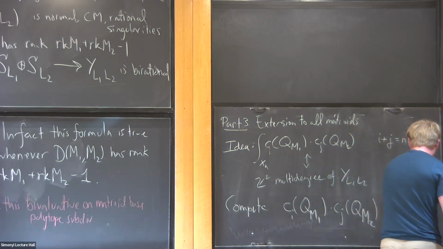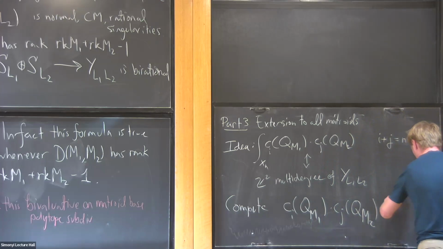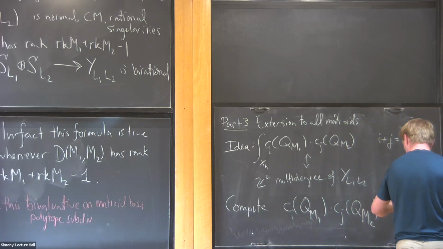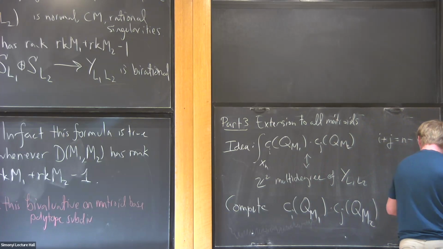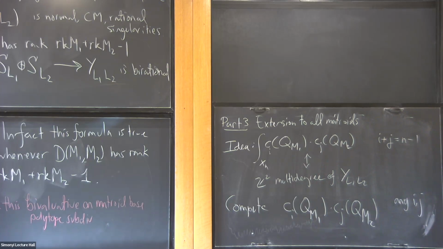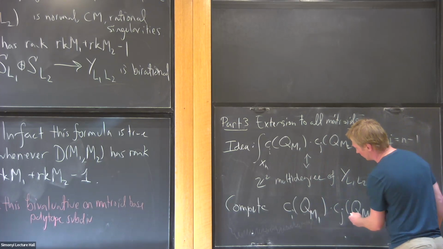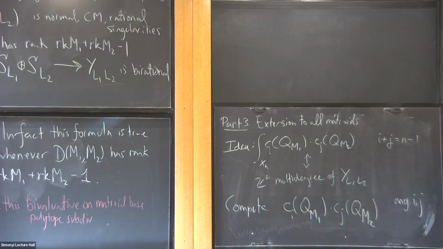But now I'm going to have no restriction on the I and J. And so how am I going to do this? I want to do this using what's called the fan displacement rule. So I can think of these Chern classes themselves as fans.